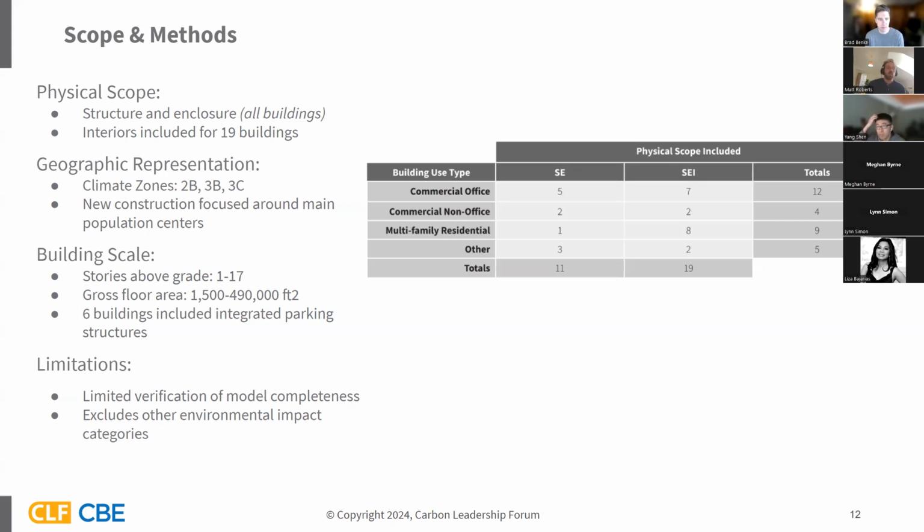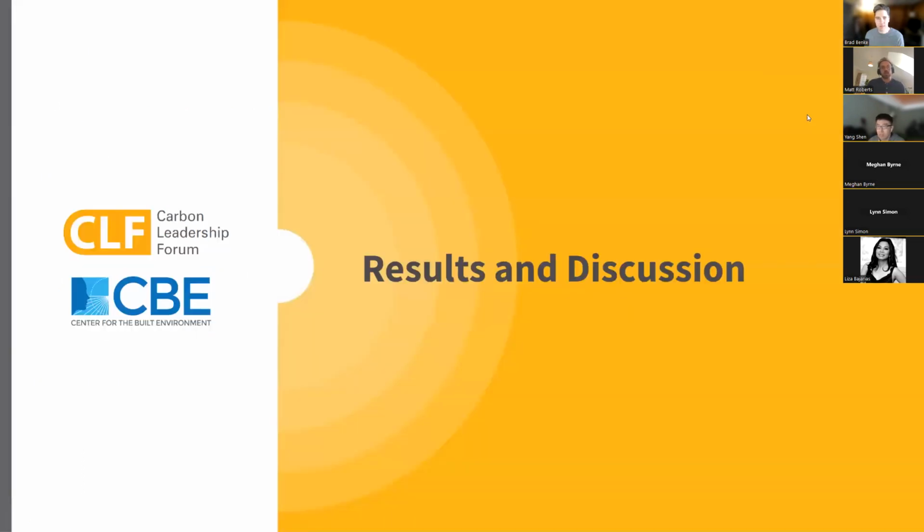And then some of the few limitations, which I'm going to go into more detail at the end of this presentation. We had very limited verification of the model completeness. And again, we excluded other environmental impact categories. So there are other impact categories out there beyond carbon or global warming potential. But for this study, we're only focusing on that impact category. So now it's time to get into some of the results and discussion. So I'm going to pass it over to Yang.